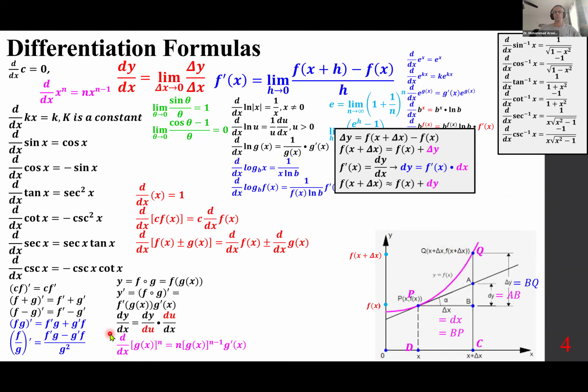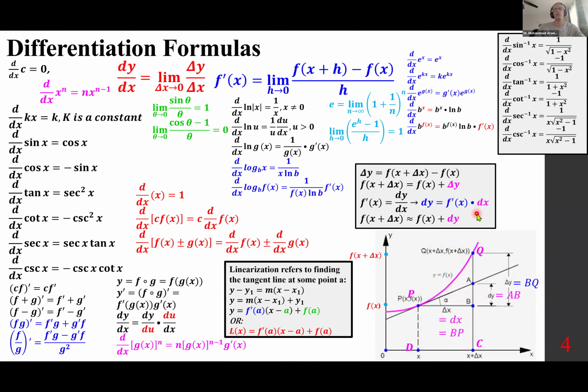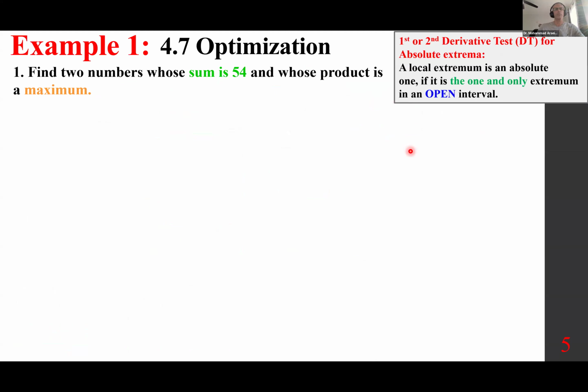reminding you of delta y versus dy. Delta y is the change along the curve, which is this distance of BQ, and dy is along the tangent line, which is f prime of x dx. Linearization refers to finding the equation of a tangent line.